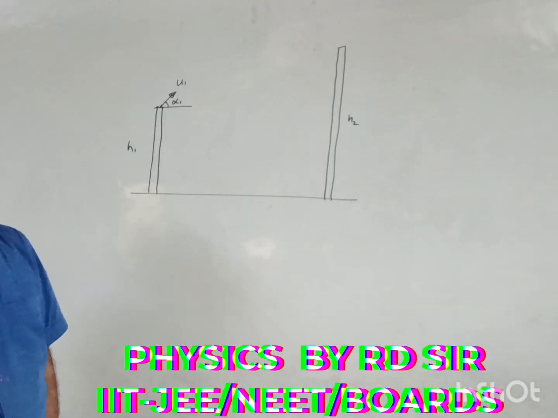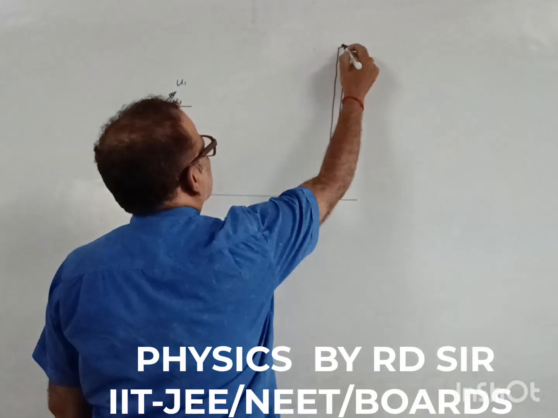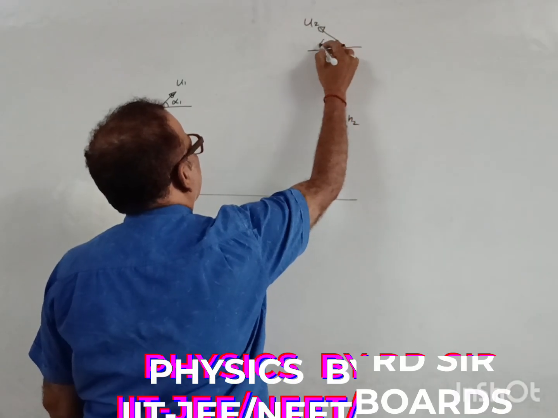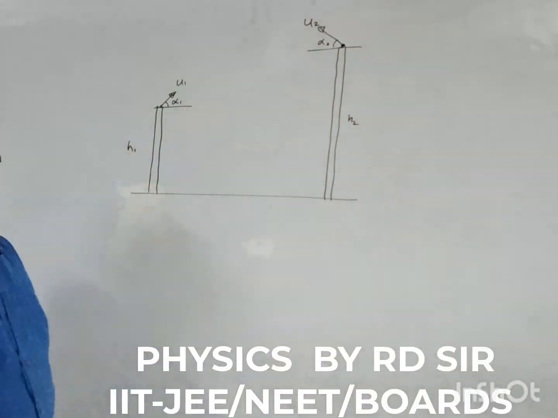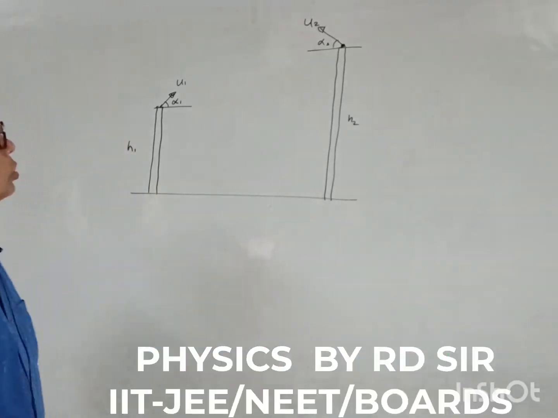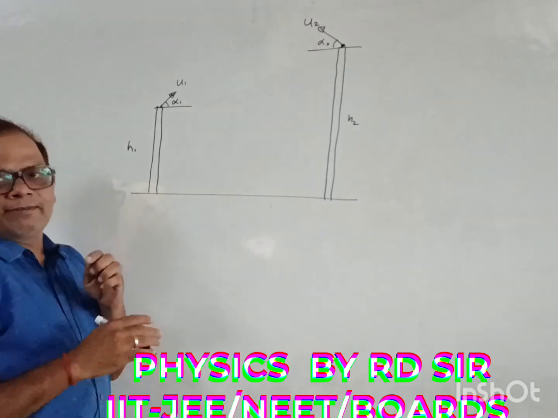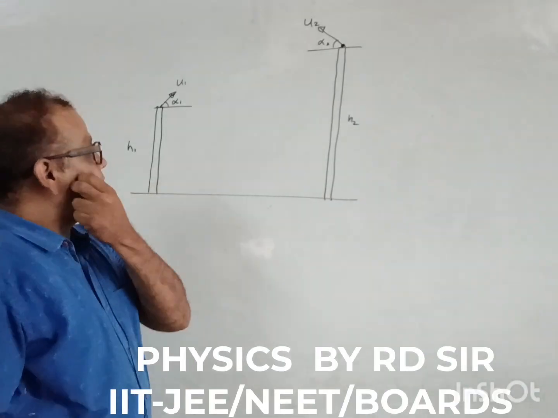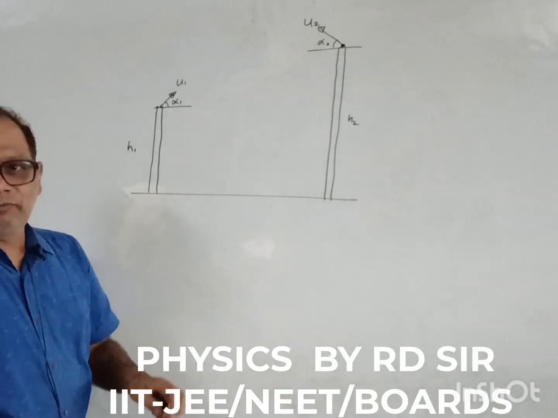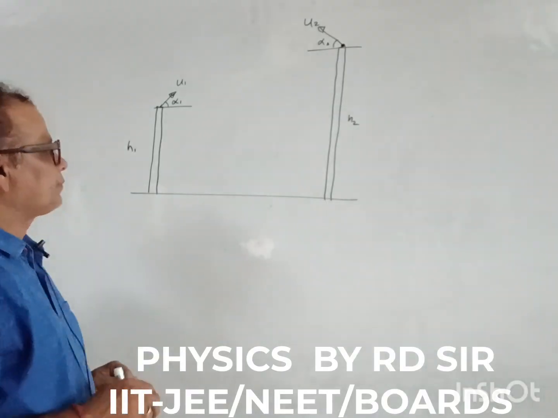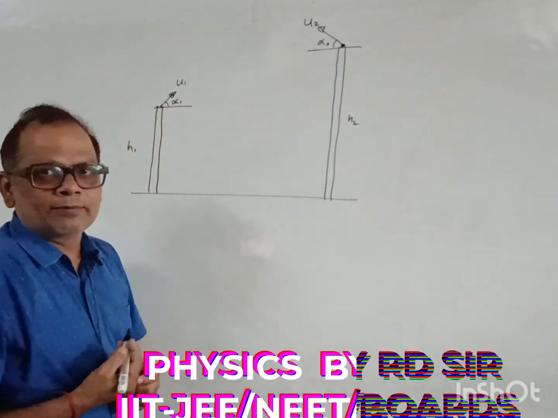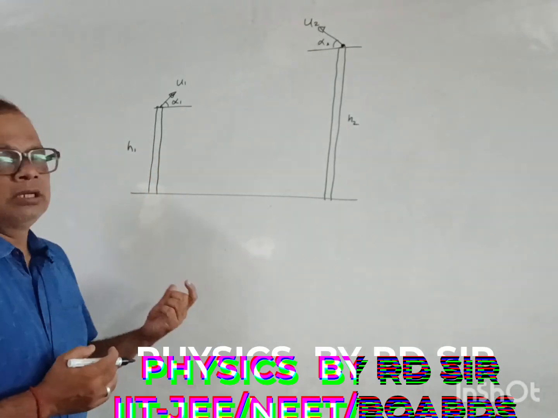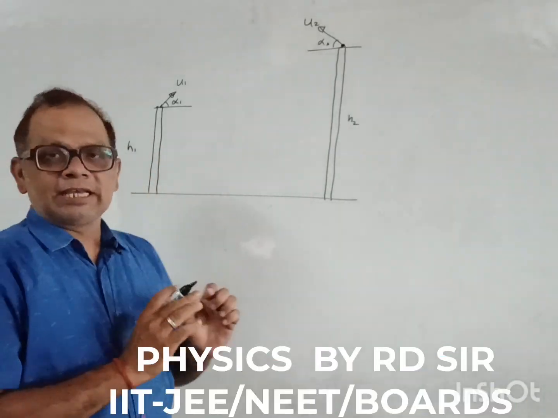Another particle 2 is projected from building 2 at speed u2 and angle of projection alpha 2 from the horizontal. We are going to find the time of collision if they strike in air, and where they collide, that is, the coordinates where they collide. So how can we find the time of collision? By using relative motion we can do this type of question easily.